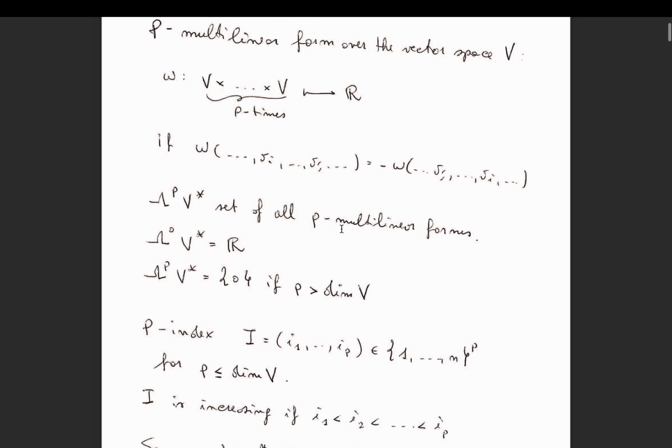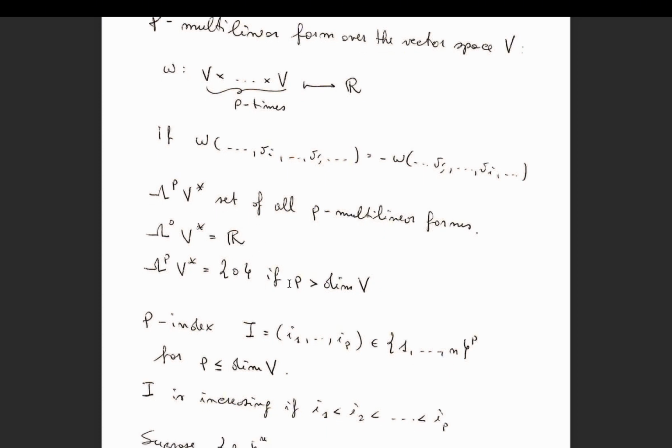The set of all p forms over the vector space V will be denoted with lambda p of V star. We set lambda 0 of V star to be the field of the reals, while if p is bigger than the dimension of the vector space V, then lambda p of V is equal only to the zero vector.